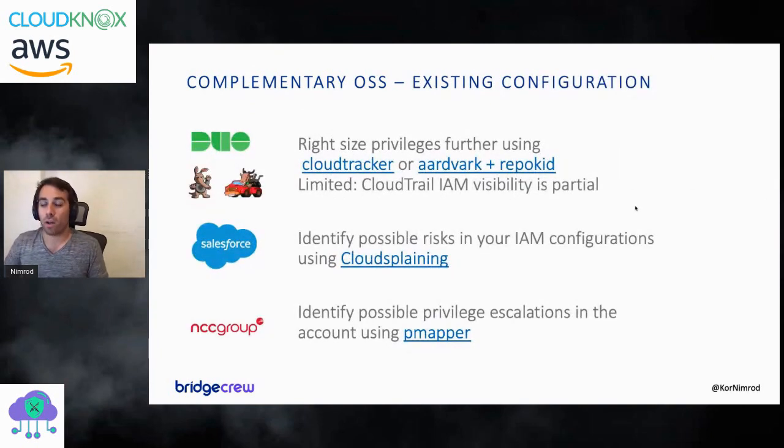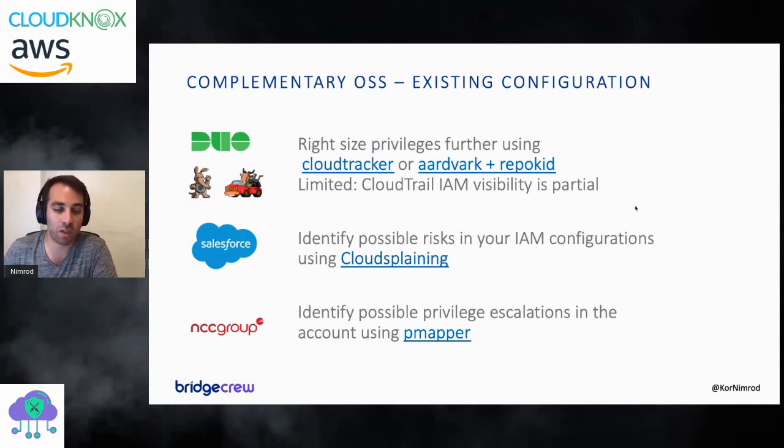If you're talking about scanning your existing configurations, I also have a few tools up my sleeve. So the first one, I would say the category is finer and more granular least privilege for IAM. We have CloudTracker by Duo Labs and Aardvark plus RepoKid by Netflix.